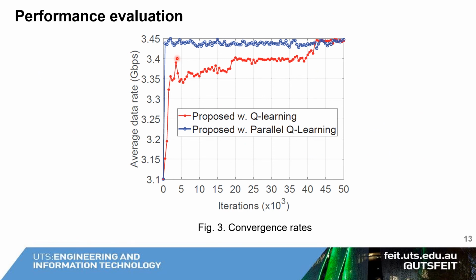In figure 3, we compare the convergence rate of our proposed algorithm with the conventional Q-learning algorithm. It can be seen the proposed parallel Q-learning algorithm can converge to the optimal policy in less than 1,000 iterations, while the Q-learning algorithm needs more than 40,000 iterations to converge to the optimal policy. The reason is that the parallel Q-learning algorithm can learn from multiple vehicles at the same time. In this way, the global Q table can be updated with more experiences, resulting in a high convergence rate.